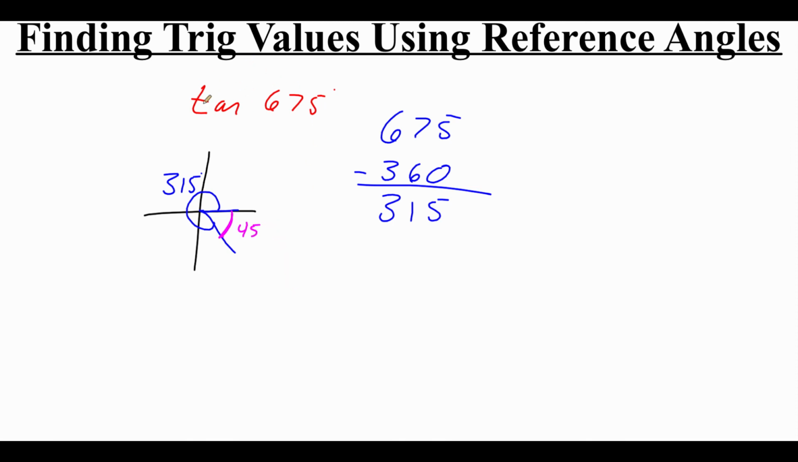Now, instead of doing that tangent of 675, we're going to use our 45 degree reference angle. If I do the tangent of 45 degrees, that's one of our special angles. The tangent of 45 degrees is 1. But what we have to remember is to look at what quadrant we're dealing with. Our angle rotated us around into the fourth quadrant, and tangents are negative in the fourth quadrant. So instead of 1 being our answer, the tangent of 675 is going to be negative 1.